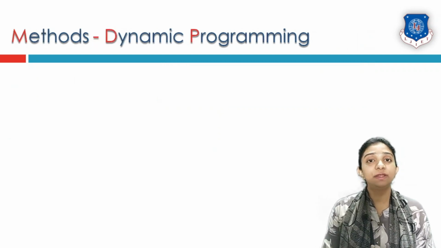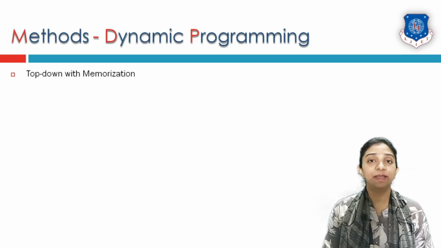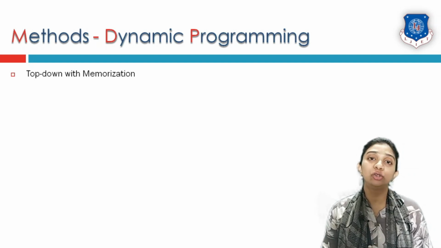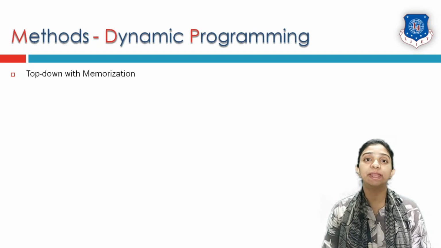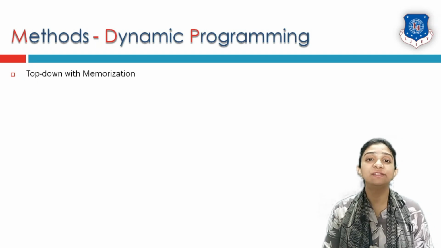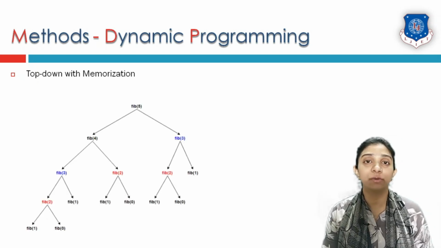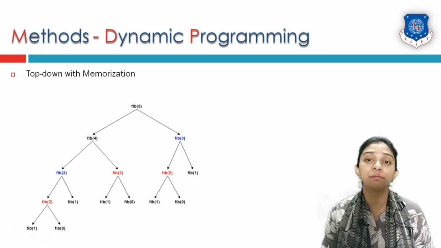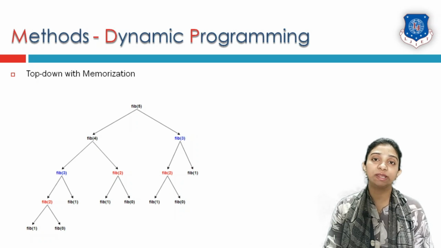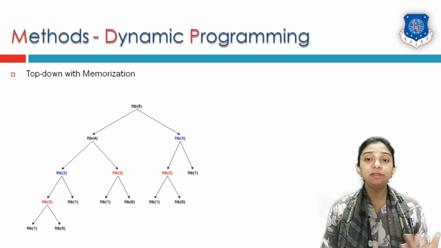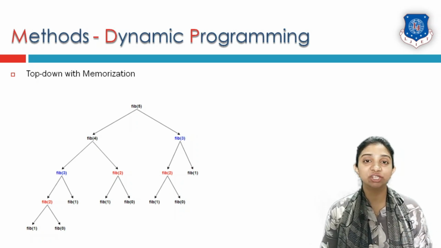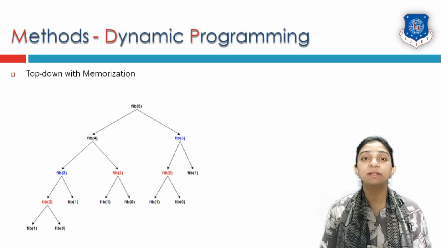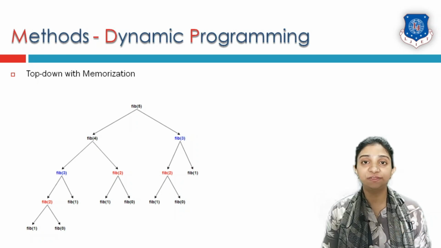Now, what are the different methods to perform dynamic programming? There are two methods of performing dynamic programming. One is the top-down method with memoization, and the second one is the bottom-up method with tabulation. In top-down with memoization, say for example, we have to calculate Fibonacci.